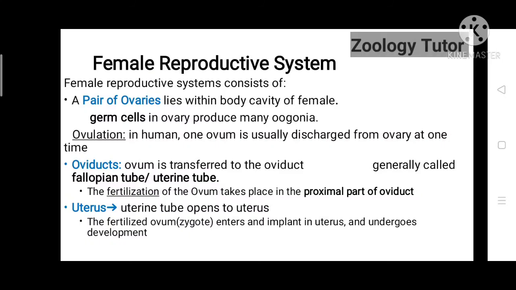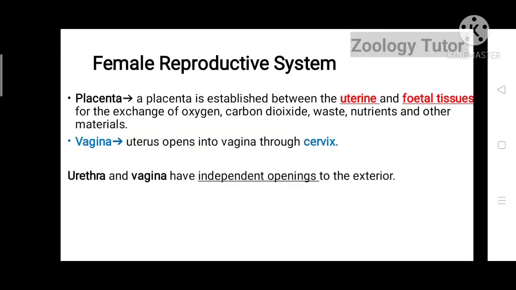Now there are 2 main MCQs: the fertilization of the ovum will take place in the proximal part of the oviduct. We'll see the oviduct here right now. And the fertilized egg will implant where? Where will it undergo further development? It will implant in the uterus.